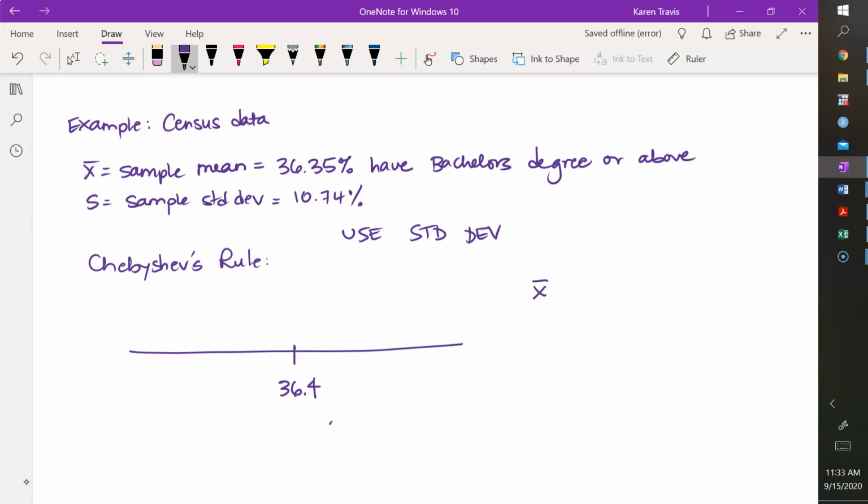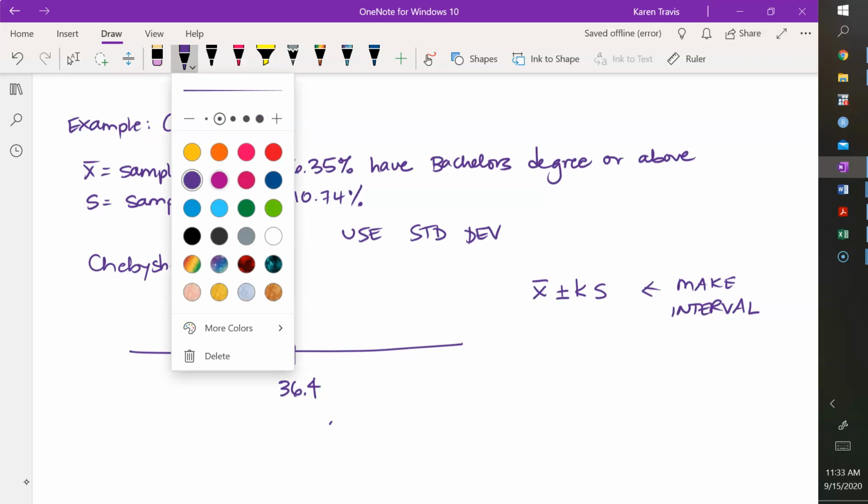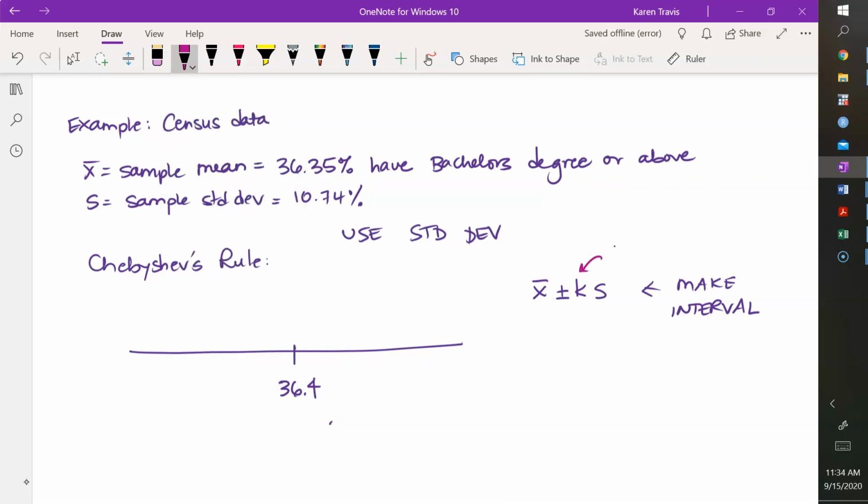So if we take this rule, this is going to tell us how to make an interval. So we're going to make an interval, and what we have here is we already know x bar is the mean and s is the standard deviation. What we don't have is k, a number of standard deviations. So what we're going to do is use standard deviation sort of like a yardstick.